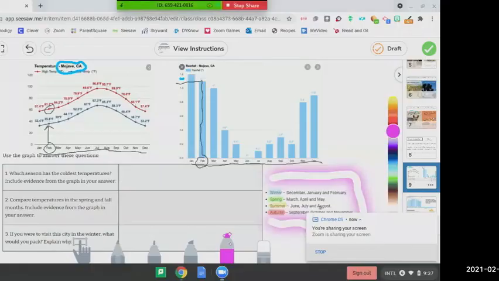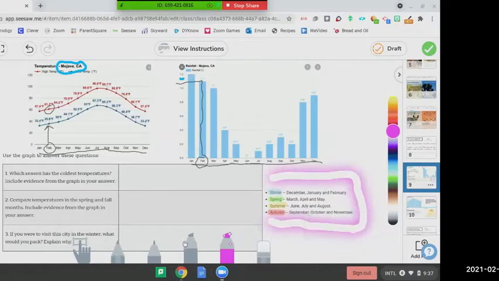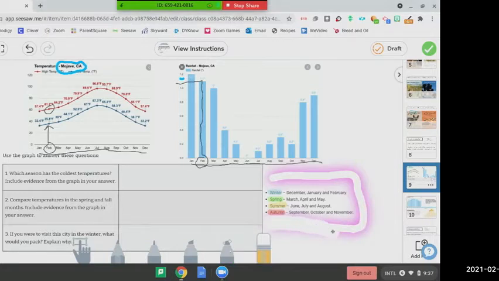We're going to do these together. The first question says, which season has the coldest temperatures? Include evidence from the graph in your answer. So we're looking for the coldest temperatures. When we look for cold temperatures, we are looking for low numbers. Okay, so we're going to look for low numbers here on our temperature graph.